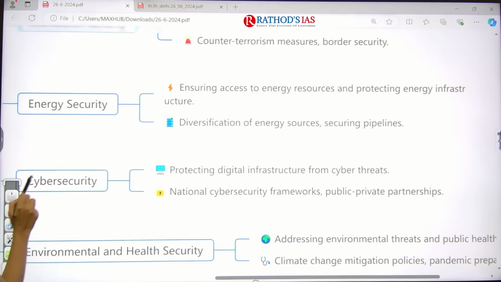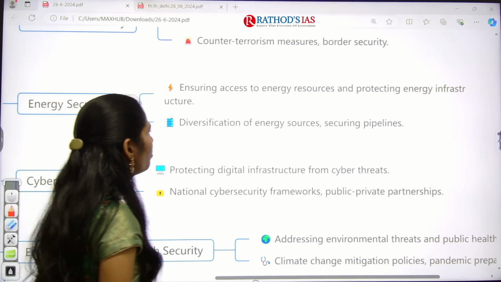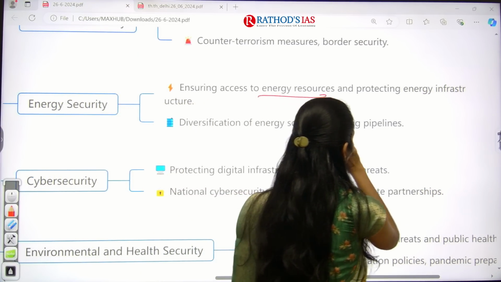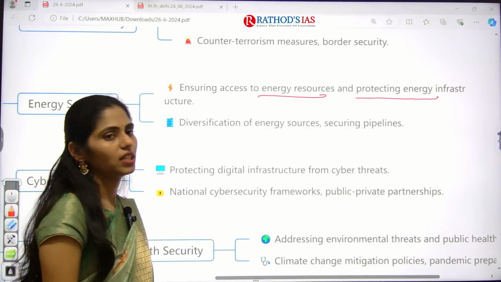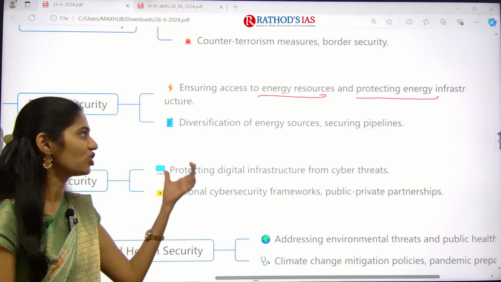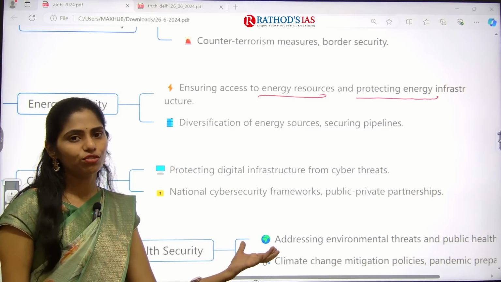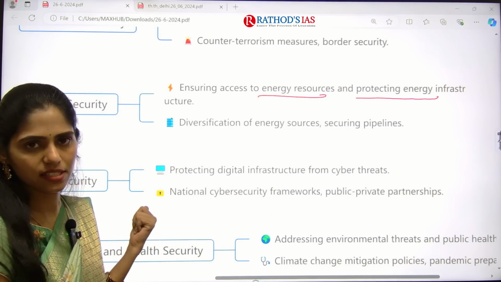And next one is energy security. So we have to focus on energy, right? We have to ensure access to energy resources, and we have to protect energy infrastructure, and especially we have to focus on diversification of energy sources, and we have to focus on securing pipelines, etc.